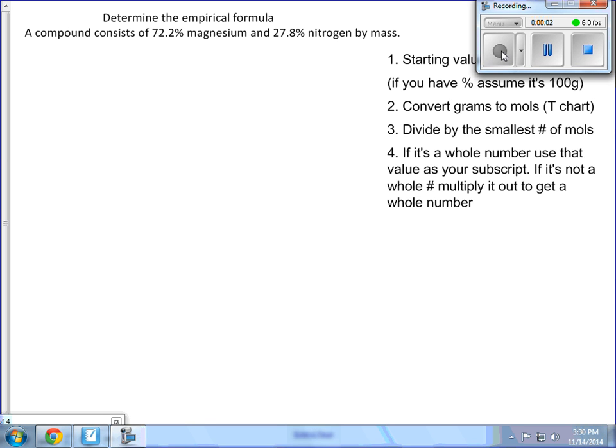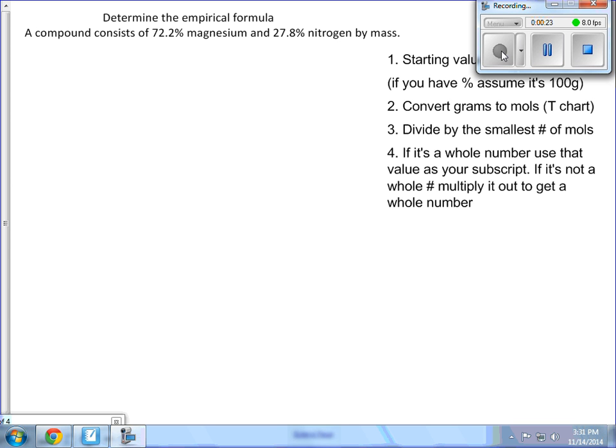Okay, I'm going to work out 2 empirical formulas, and then I'll do 2 molecular formulas. You have to have an empirical formula before you can have a molecular, so this is why we're going to start with it. All right, so a compound consists of 72.2% magnesium and 27.8% nitrogen by mass.